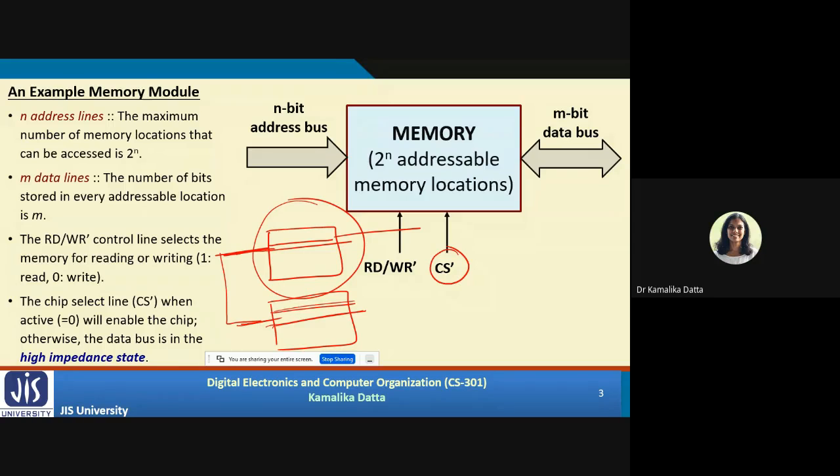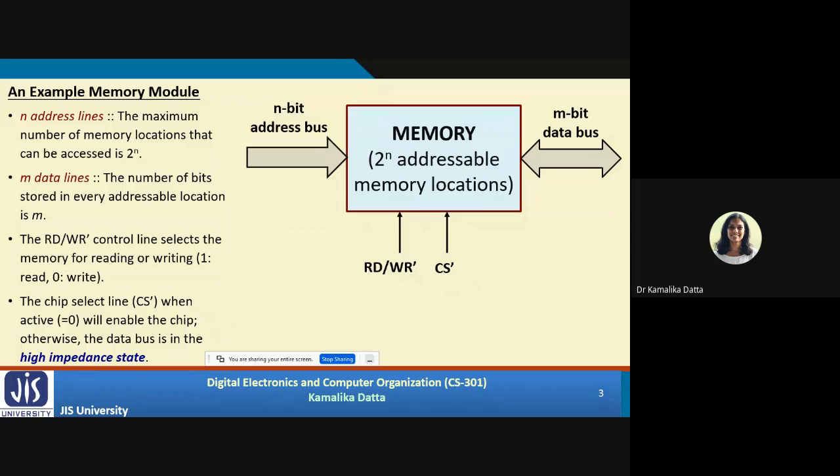And the data bus is in high impedance state. I will explain this in greater detail, maybe in the next semester. But for now, understand this is a state which is neither 0 nor 1. We will not do anything, so you will not receive any kind of voltage there. That state we call the high impedance state.